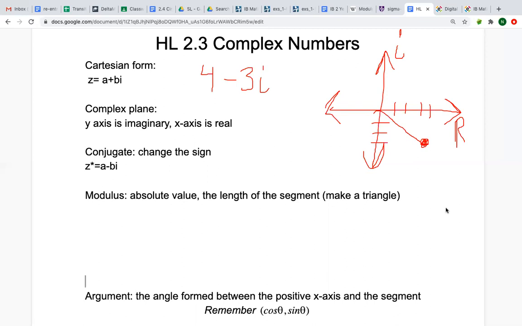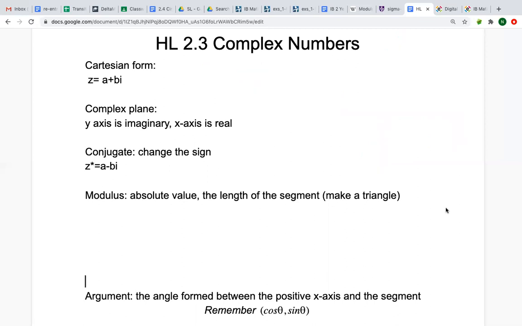The conjugate, on the other hand, is where you just flip the sign in the middle. So the conjugate, in this case, if your original Cartesian form is a plus bi, then your conjugate becomes a minus bi. And you'll see where that comes in handy in a little while.